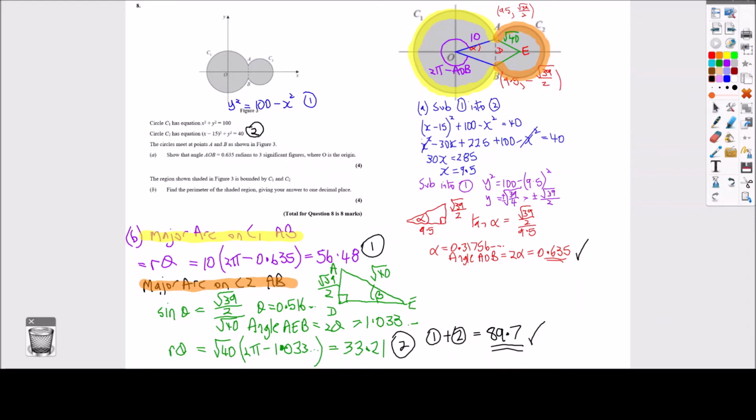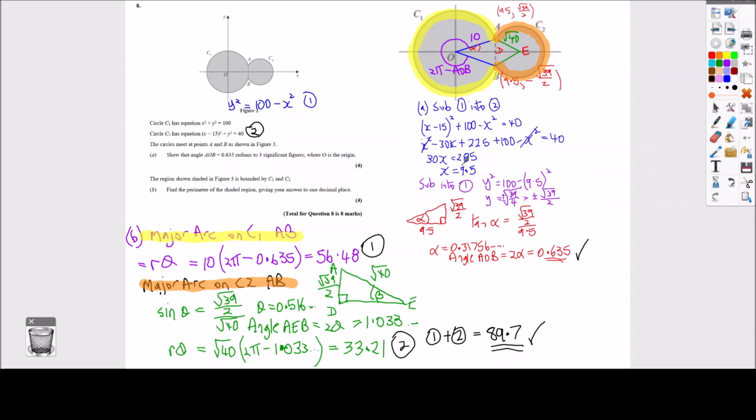So I'm substituting the rearranged equation, x squared plus y squared equals 100, into the (x minus 15) squared equation, which I've done over here on the right. So I've then got to multiply out the (x minus 15) all squared. The x squareds cancel out. Rearrange it, I get 30x equals 285, so x equals 9.5. So my x coordinate for A and B, so the length from O to D, is 9.5.